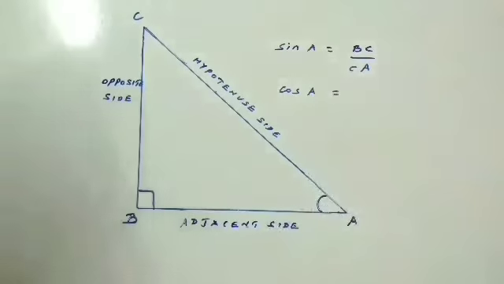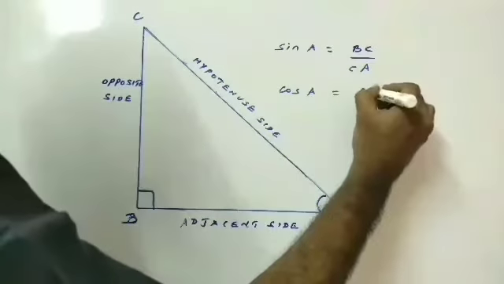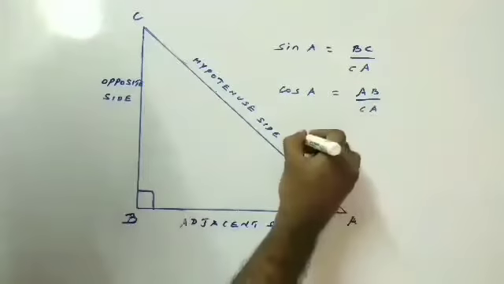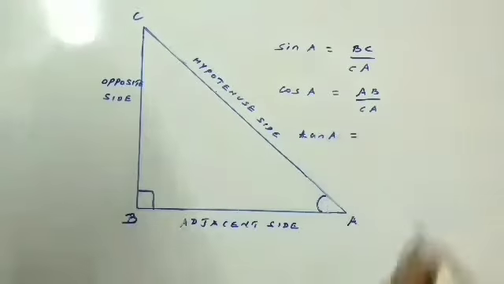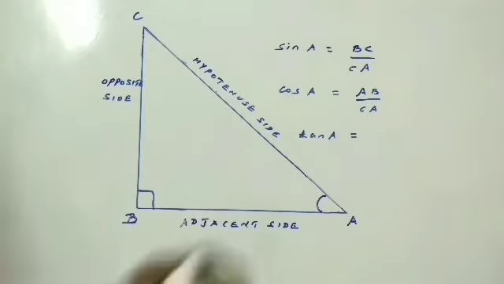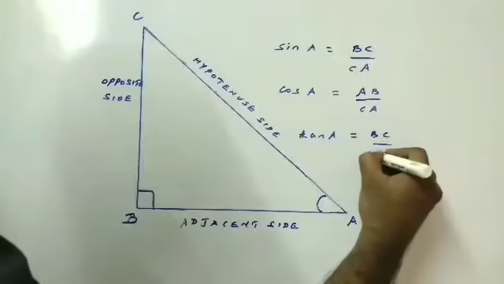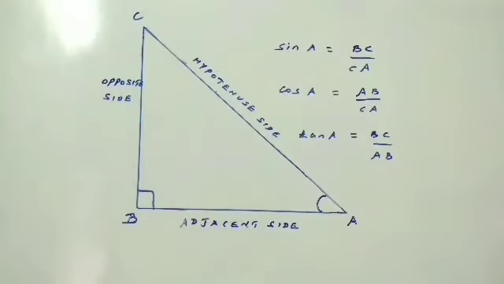Like that, cos A. Cos theta value is adjacent side by hypotenuse side. Here adjacent side is AB, hypotenuse side is CA. Then tan A. For tan theta, we know that it is opposite side by adjacent side. Here opposite side is BC, adjacent side is AB.